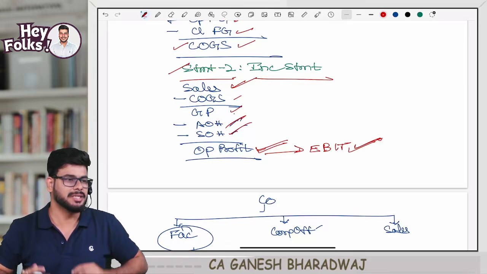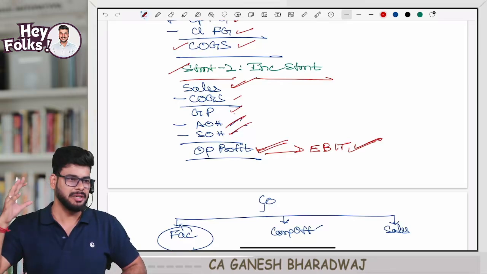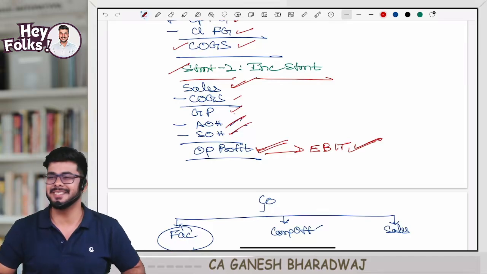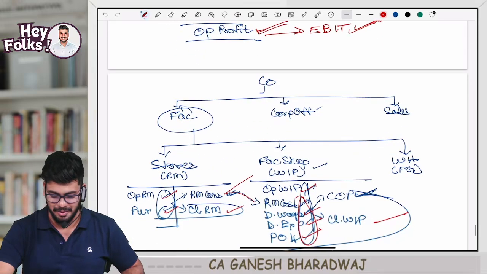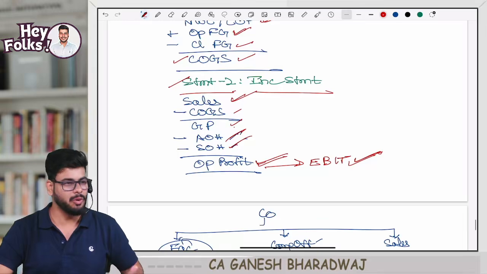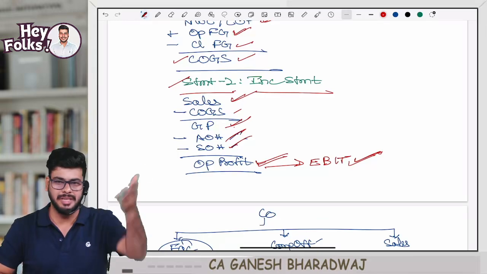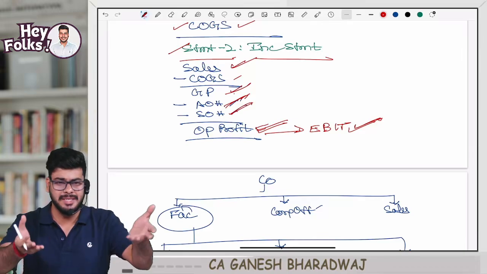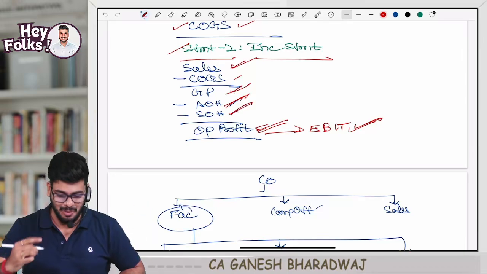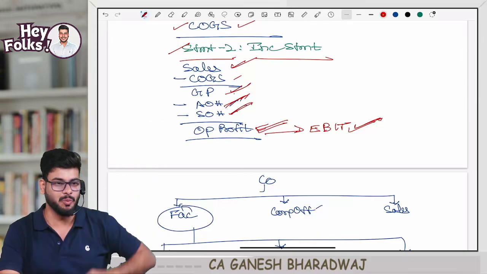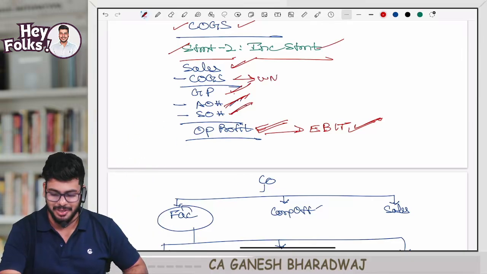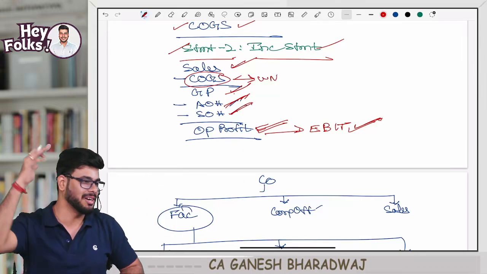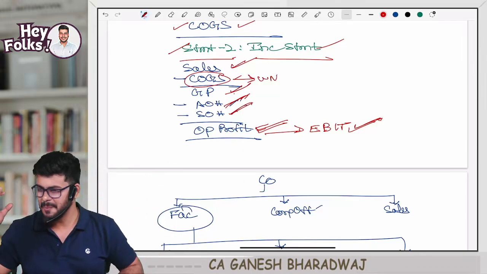In other words, you can say cost sheet is nothing but your trading and P&L account in statement format. In your trading and P&L account, sales minus COGS is equal to gross profit. That's your trading account. And minus AOH, SOH, you report your operating profit. That's your P&L account. So your cost sheet, statement 1, is ideally a working note to the income statement, where in the first statement we compute the cost of goods sold. Isn't it logical?